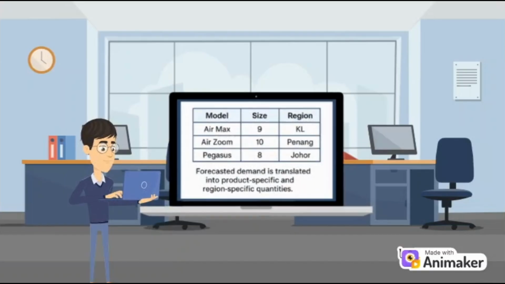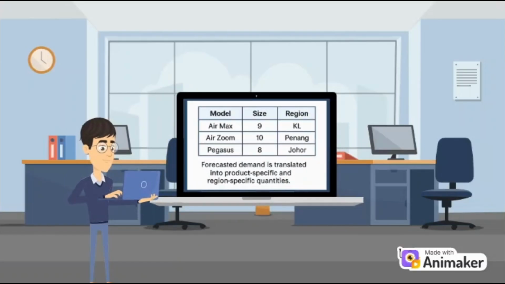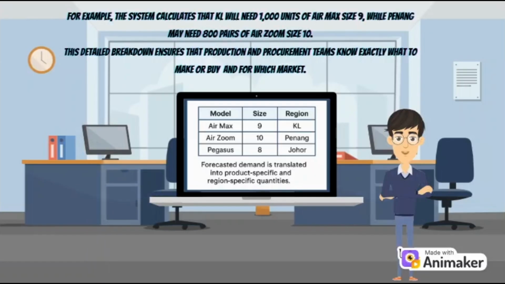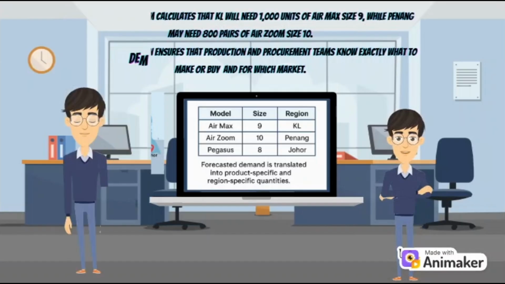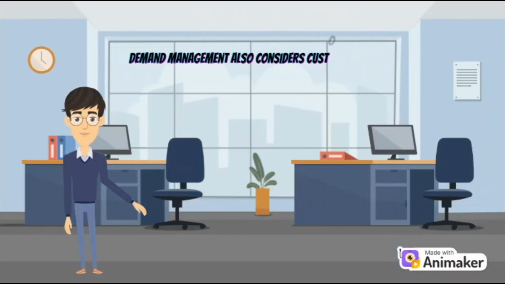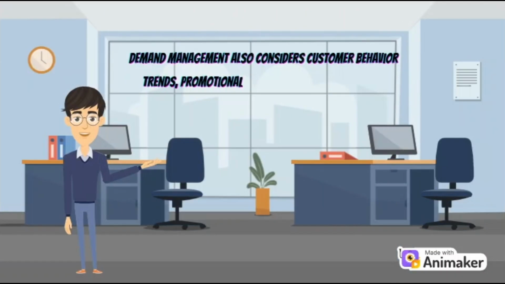Once the forecast is ready, demand management takes over. This step breaks down the forecast into specific product models, sizes, and delivery locations. For example, the system calculates that KL will need 1,000 units of Air Max size 9, while Penang may need 800 pairs of Air Zoom size 10. This detailed breakdown ensures that production and procurement teams know exactly what to make or buy, and for which market. Demand management also considers customer behavior trends, promotional timing, and store-level sales history to fine-tune these numbers.